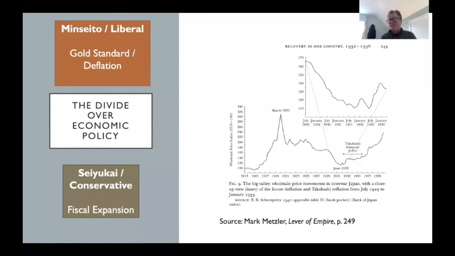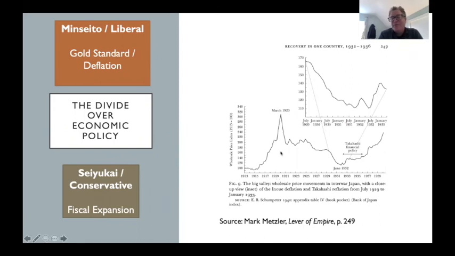So while that divide over foreign policy is very well known, I think by even casual students of Asian history, a little bit less well known is the divide that existed during that time over economic policy between the Minseto and the Seiyukai. So Japan is dealing with a difficult economic situation in the 1920s.